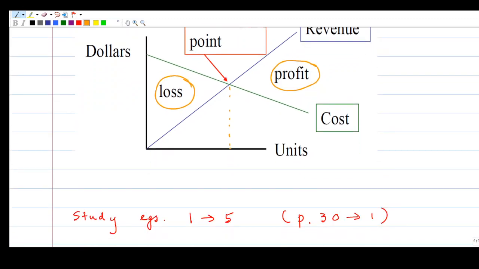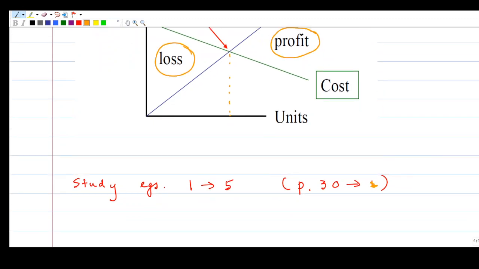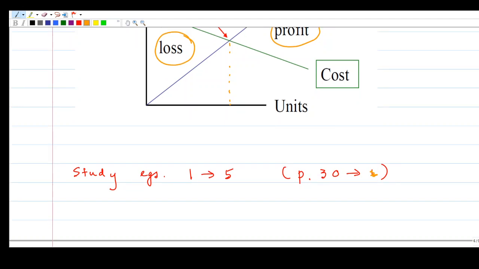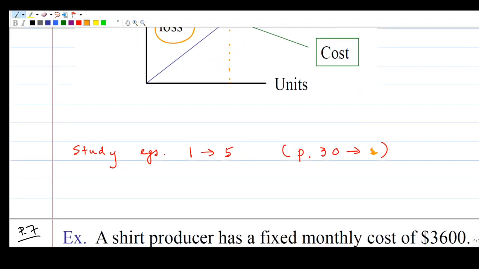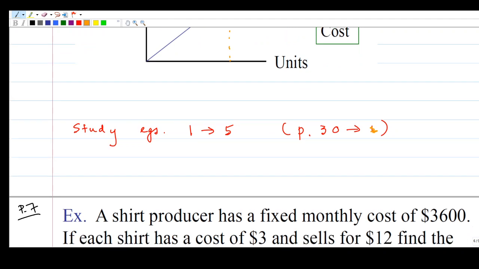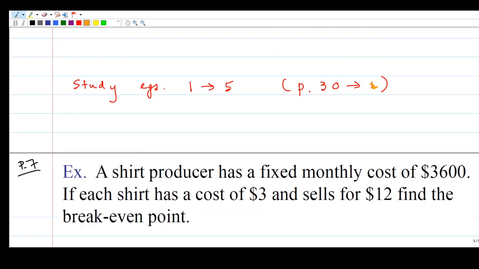Now, you must study examples 1 to 5. This is on page 30 onwards. And to set up the next lecture, which will be on page 7 of the outline, you must look at this example. You'll find it on the lecture outline. Work on it, and in the next lecture, we're going to look at applications.